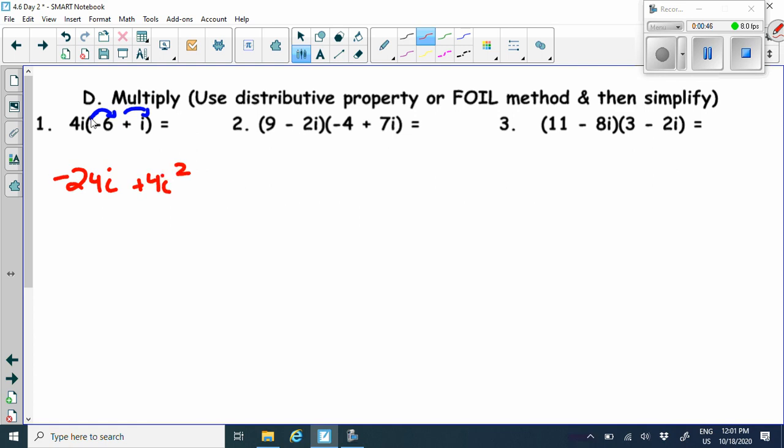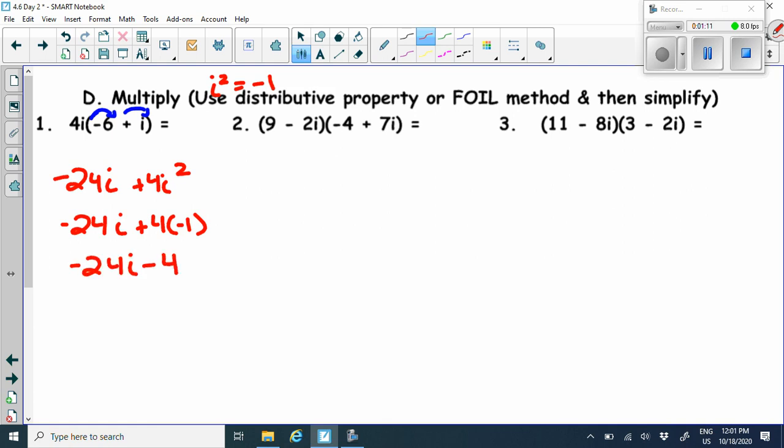Okay, so we still just have negative 24i. Now know that i squared, we can replace that with a negative 1. So I'm going to have plus 4 times negative 1. So i squared is equal to negative 1. So anytime you see an i squared, always replace it with a negative 1. So I get negative 24i minus 4.